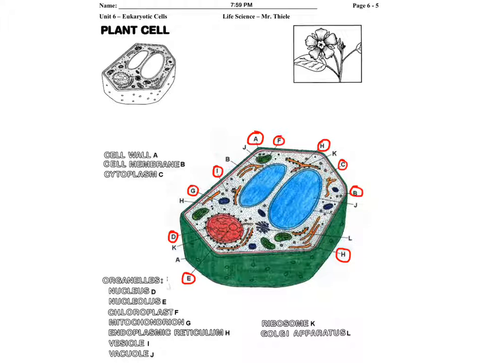The next structure is the vacuole. It's the large light blue structure here in the center of the cell. Plant cells tend to have very large central vacuoles which hold a lot of water. And labeled K, we have our ribosomes, and we have ribosomes that are attached to the nucleus. They're attached to the nucleus right here, attached to the rough endoplasmic reticulum here, and we do even have some free floating ribosomes like this one right here.